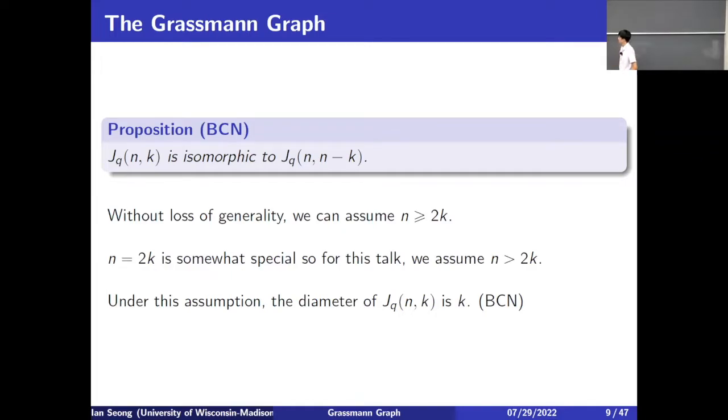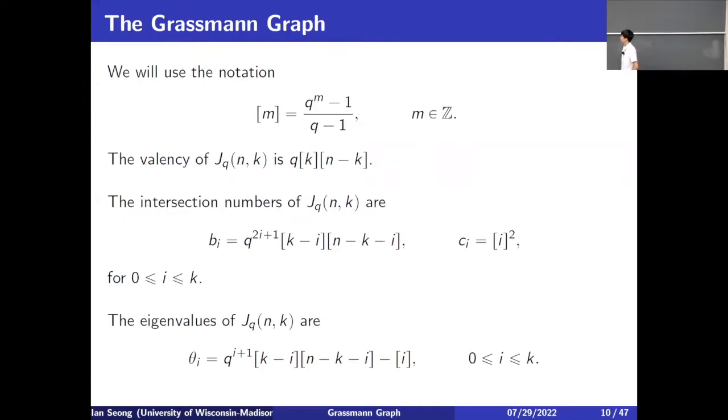And under this assumption, the diameter of the Grassmann graph is just k. Okay, so in this talk, the idea of q to the n minus 1 over q minus 1 is going to appear a lot. So might as well use the notation bracket m to mean this quantity. So with this notation in mind, we can actually express the valency of J_q(n,k) as q times bracket k times bracket n minus k. And we can do similar things for intersection numbers and eigenvalues, and they are shown as follows.